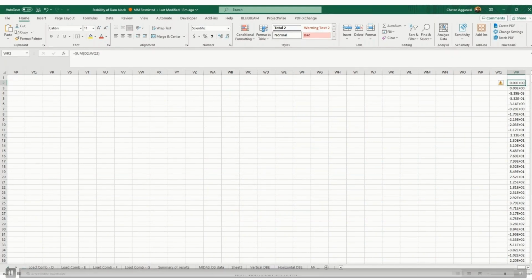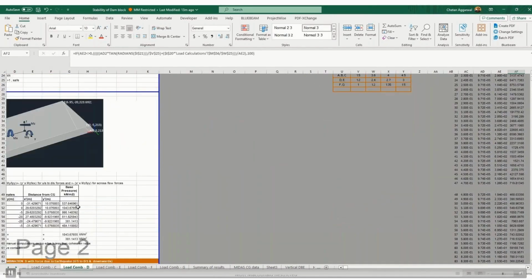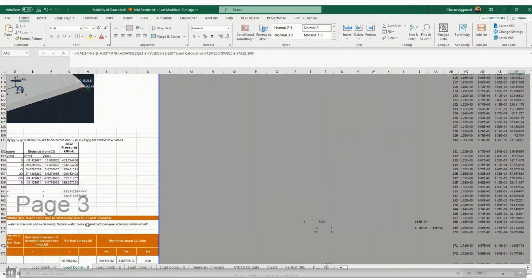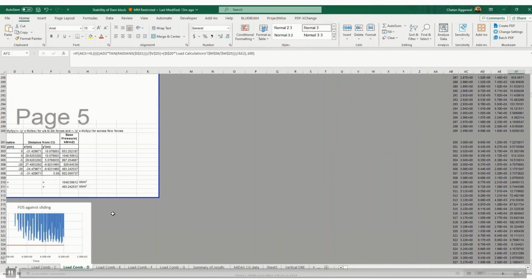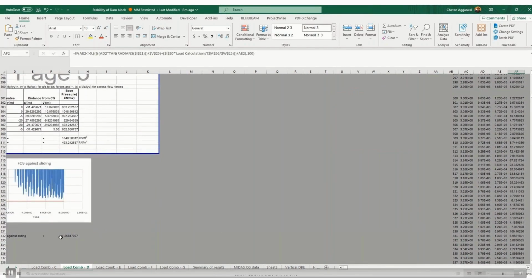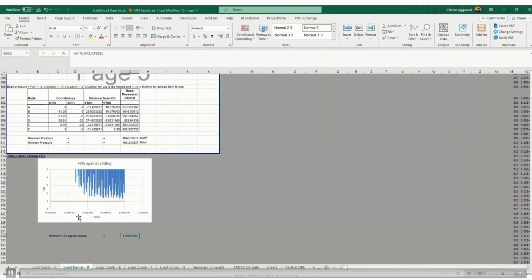Let's see D condition. Okay, so it is fine. 1.25 is the least factor of safety, so it is fine in D condition. Let's go to E condition.